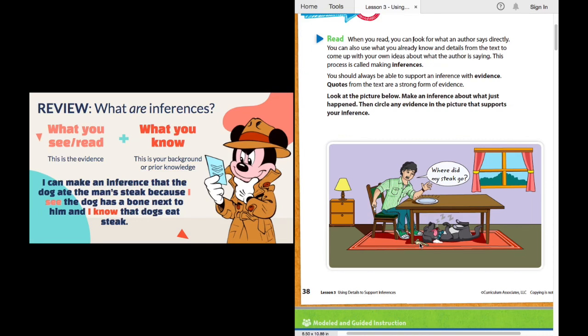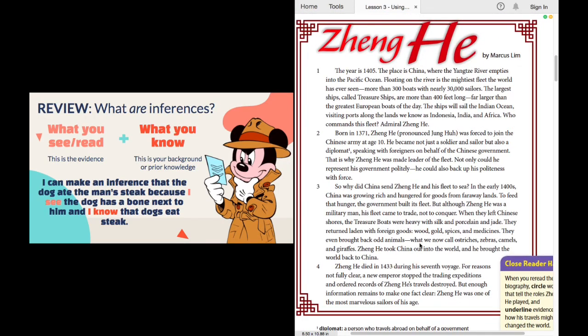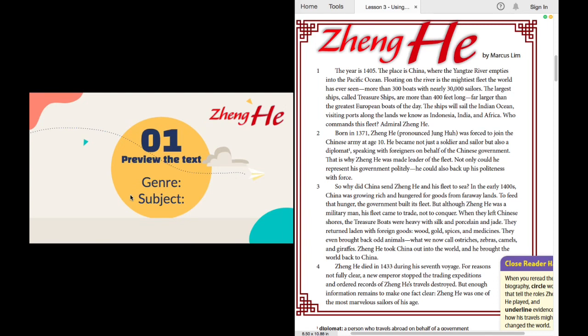So the man's like, "Where did my steak go?" So obviously there are some clues here and there. We're going to use our detective clues, but we need to make sure any inference that we do make has to be backed up with evidence. So that's what we're going to focus on in this lesson. I'm going to walk y'all through this text called Jung-ha. That's how it's pronounced, so don't get it twisted. Jung-ha. And we're going to be working through it with the plan of attack, just like normal, but we're going to be trying to make an inference after we read.